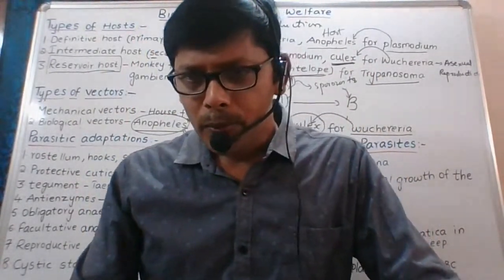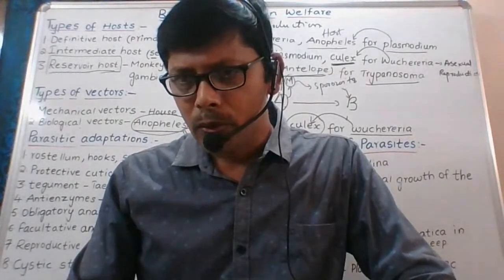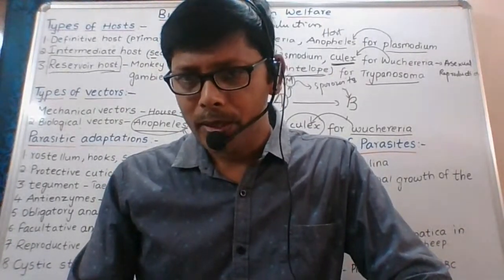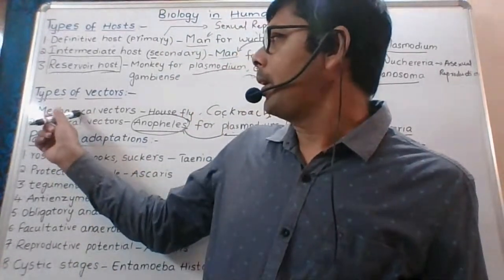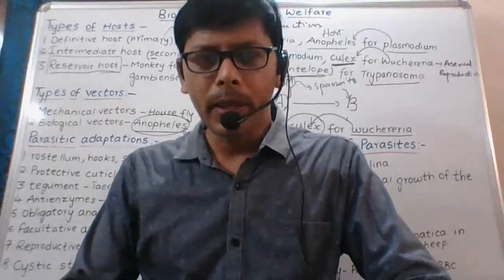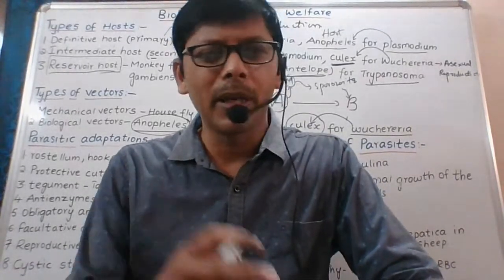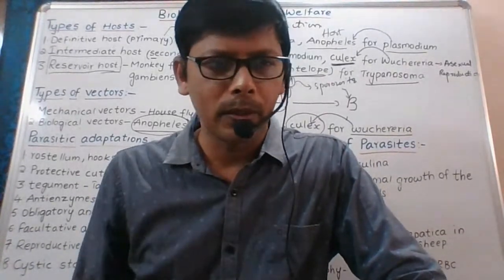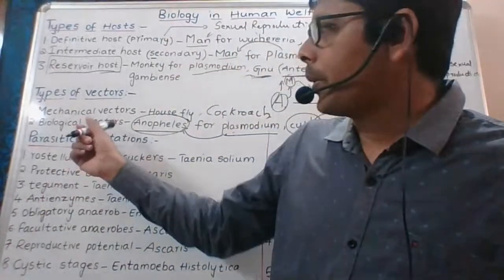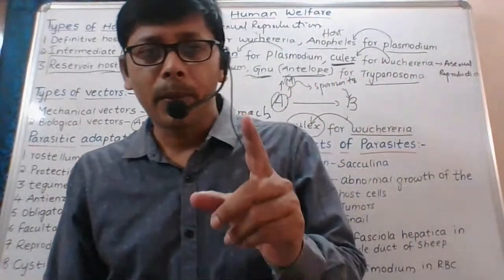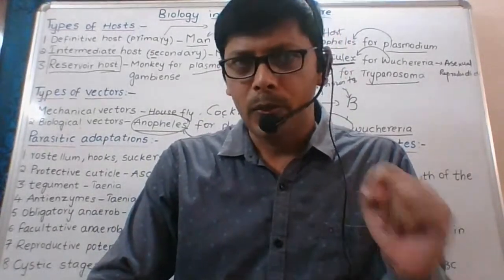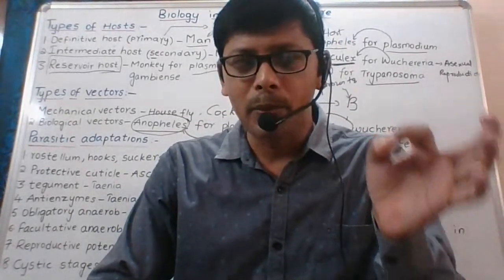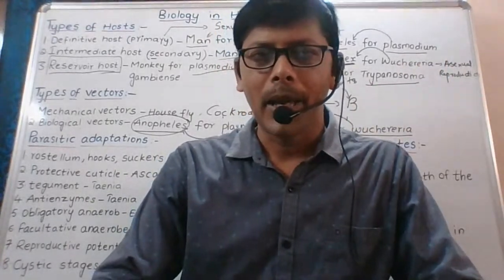The vector which merely transmits disease, but no development of the parasite takes place, that is called a mechanical vector. No development takes place, it merely transfers the pathogen. Okay, that's about public enemy number one and public enemy number two. Our public enemy number one is the housefly, because the housefly spreads many diseases.